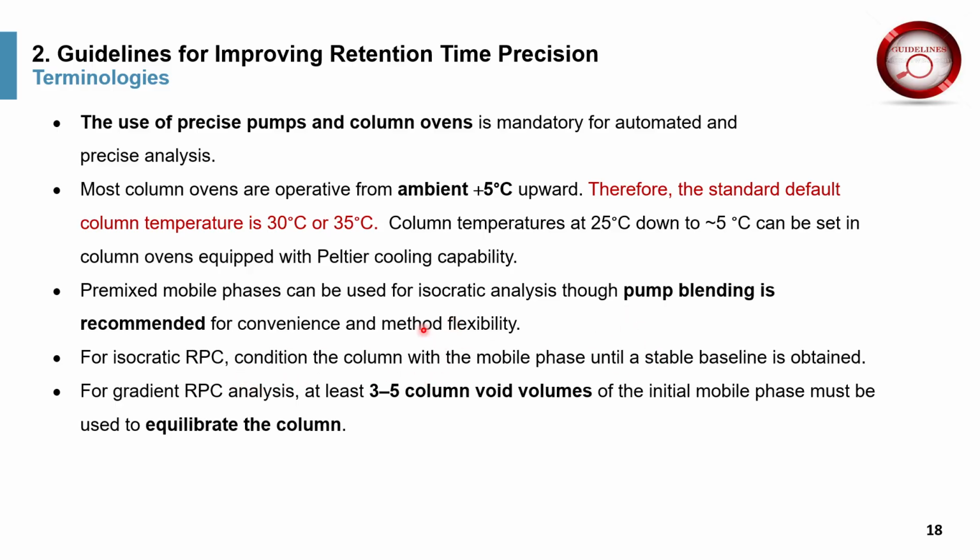Pump blending is definitely recommended even for isocratic analysis, for convenience and for method flexibility. Anytime you begin the assay, make sure that you have a stable baseline under UV. Observe the baseline first. Every time you do gradient analysis, you definitely need to equilibrate the column with at least 3 to 5 times the column void volume before you start the sample sequence.